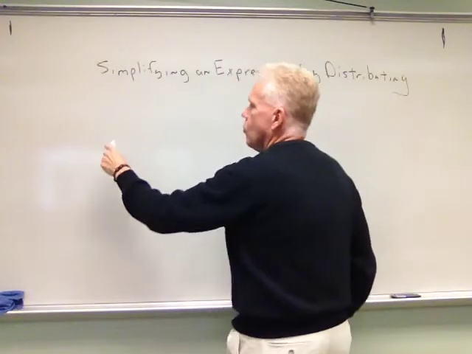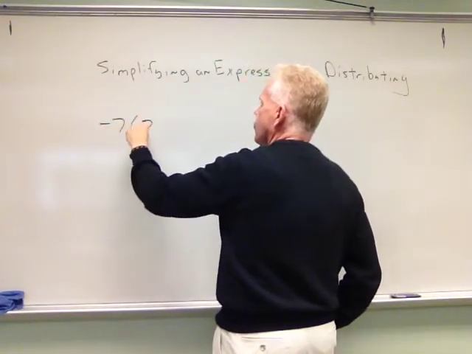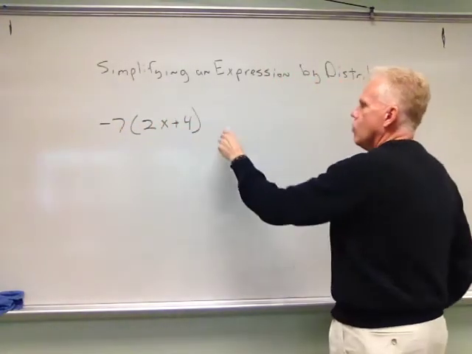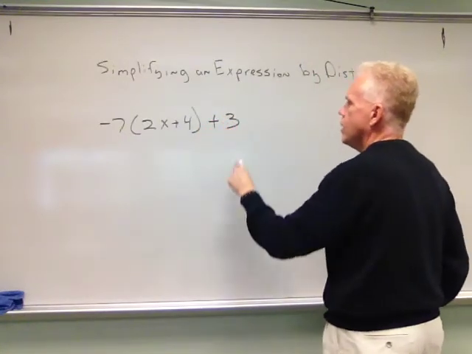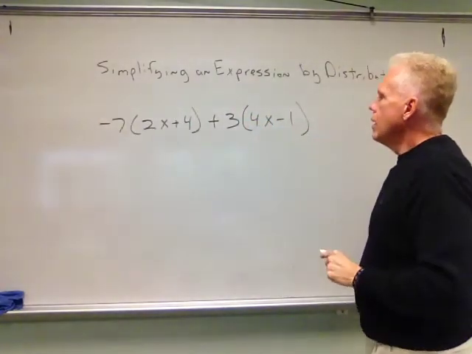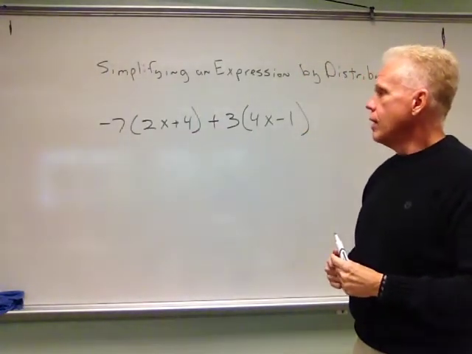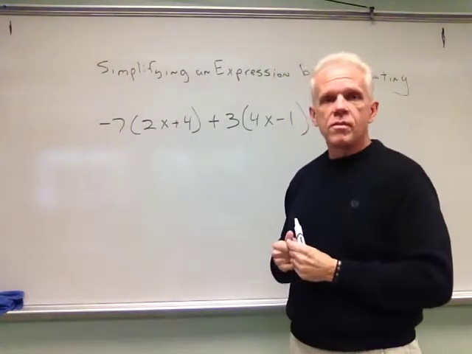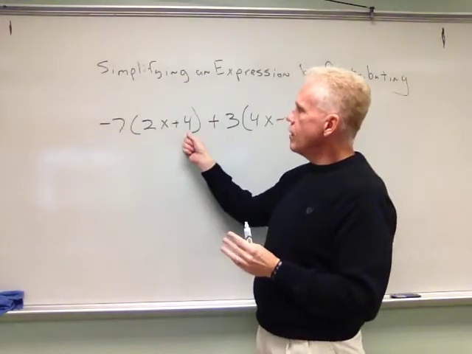So let's take a look at this longer expression and see how all that fits together. Let's say we have negative 7 times 2x plus 4. And then we come behind that with positive 3 times 4x minus 1. Okay? So fairly complex expression here we want to simplify. Well, the first thing we're always noticing in any math problem is this parenthesis business. All right? So we want to do our distributive property through this parenthesis right here.